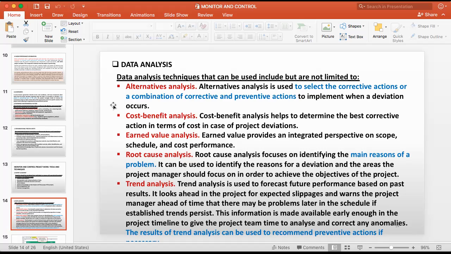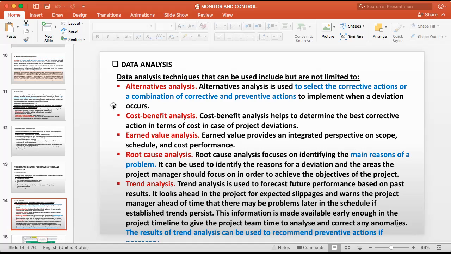So you can study the options. What are the options available? What are the alternatives available? And you do the corrective action or the preventive action. That is alternative analysis. So what is the cost benefit analysis? This is simple. Cost benefit analysis.